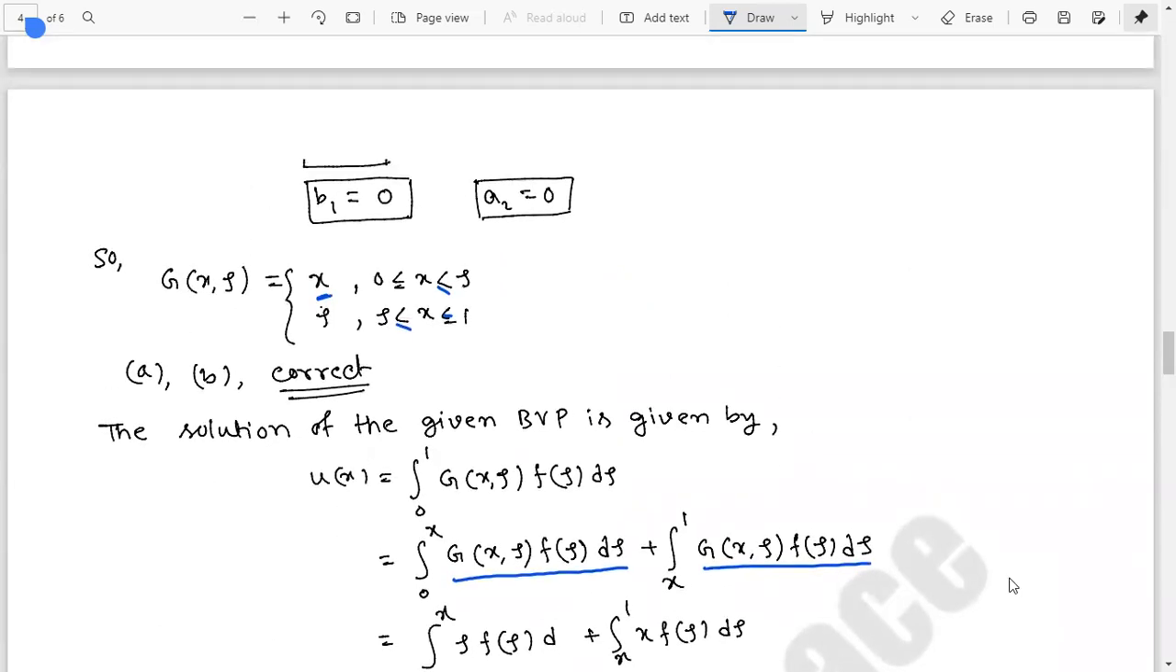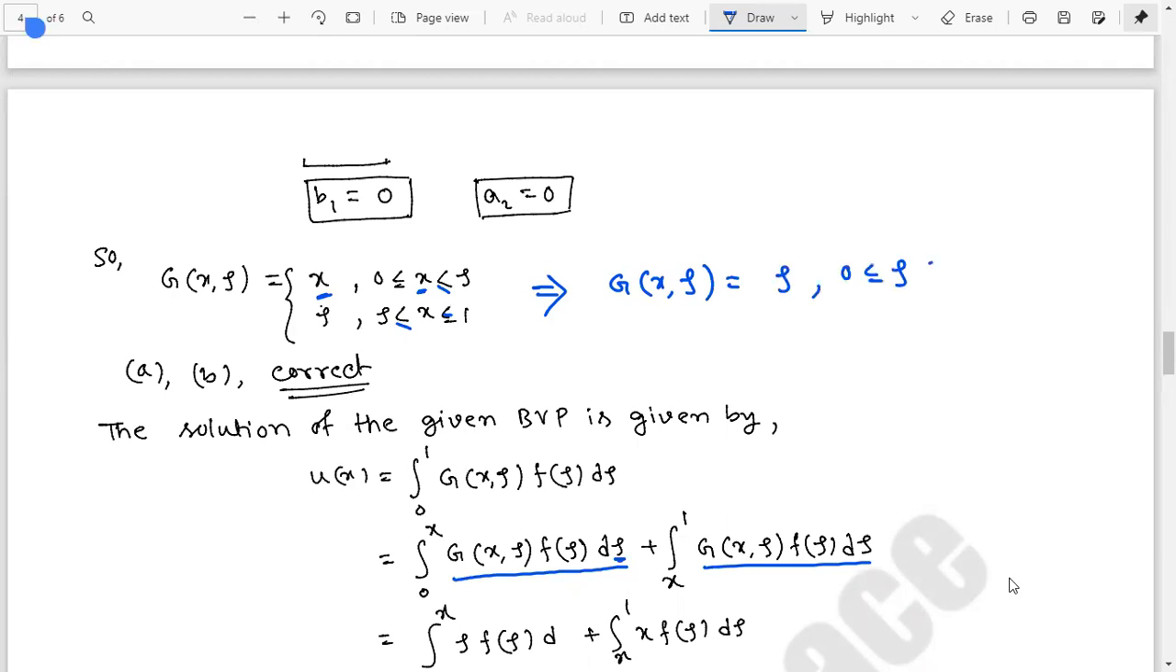In the integration from 0 to x, the Green's function here has the variable x, but in our given integration the variable is ζ. So first of all, we have to convert this Green's function into the variable ζ. So G(x, ζ) equals ζ when 0 ≤ ζ ≤ x, and equals x when x ≤ ζ ≤ 1. First convert this into this. Why can we convert in this form? Because we know that Green's function G(x, ξ) is symmetric.